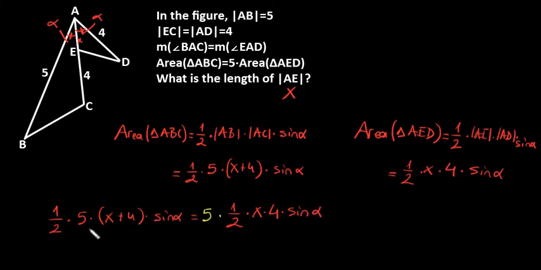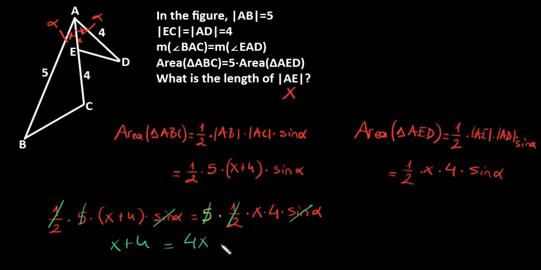So now let's do some simplification. So I have 1 over 2 on the left and 1 over 2 on the right, so these will be cancelled out. I have 5 on the left and 5 on the right, so I'm going to cancel them out. And I have sine of alpha on the left and sine of alpha on the right, I have cancelled them out. So I'm left with x plus 4 on the left is equal to x times 4, which is 4x on the right.